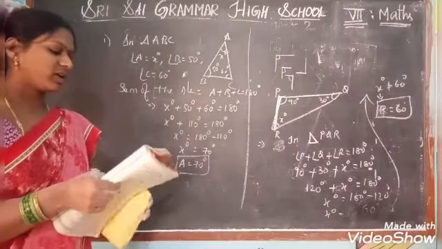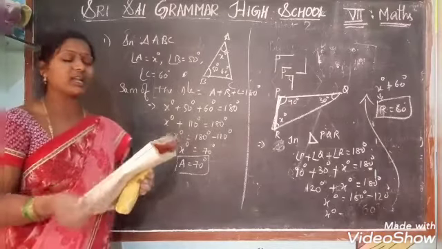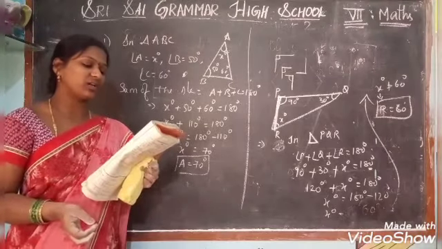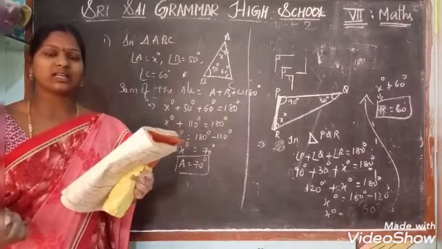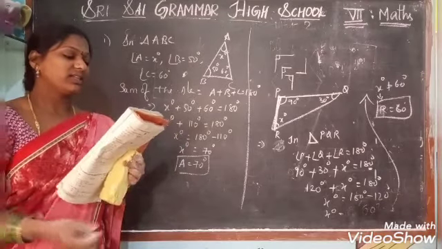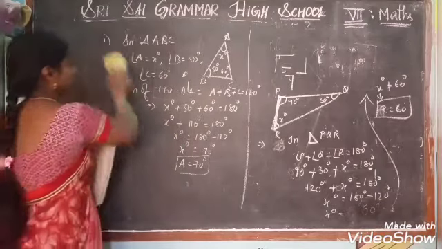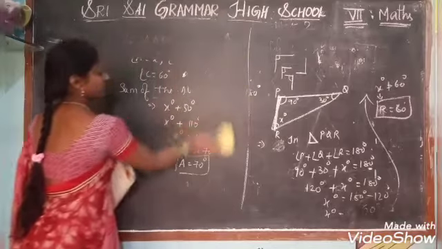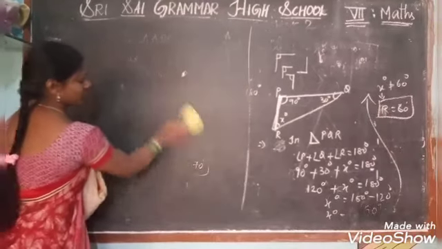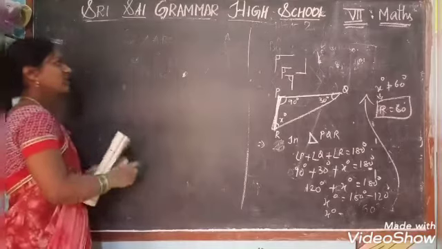Now, here the remaining sums are the same as before. Here also you have to identify the x degrees only. Now in this, they have given another problem. Everyone look at the board now.